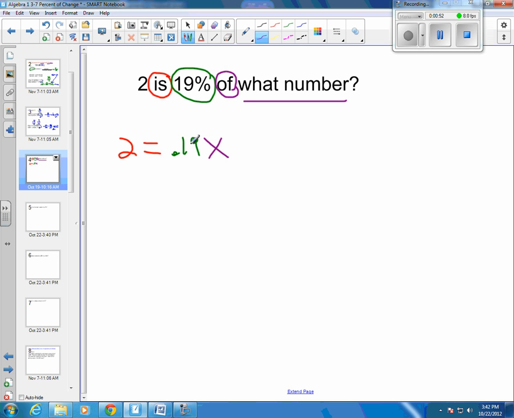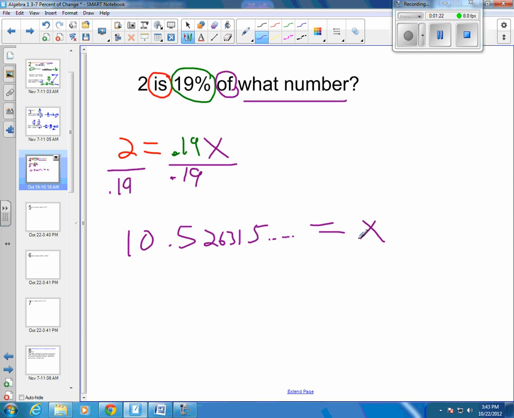So if you've got 2 is equal to 0.19 times x, then to get rid of the 0.19 and get x by itself, we would do the opposite of multiplication, which is division. And if you do it to one side of the equation, you've got to do it to the other side of the equation. So we're going to take 2 and divide by 0.19. And when we do that, we get 10.526315 and so on, and that's equal to x.